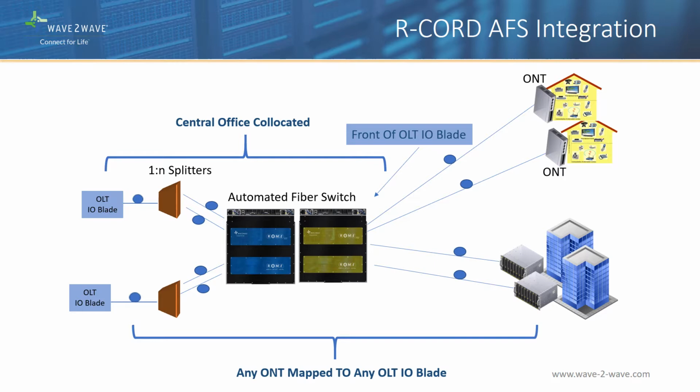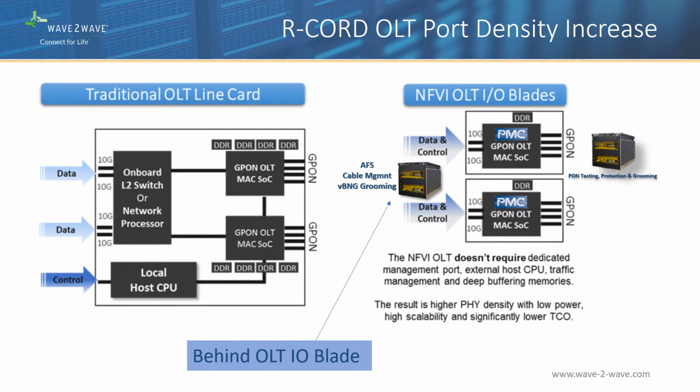Next slide, please. Although CORD deployment reduces CO equipment costs versus traditional OLT-NEs by disaggregating expensive OLTs into NFV OLT I/O blades, the good news, it dramatically increases the number of fiber ports and patch panels in the CO to manage, which is the bad news.